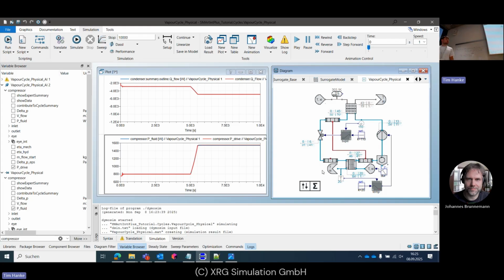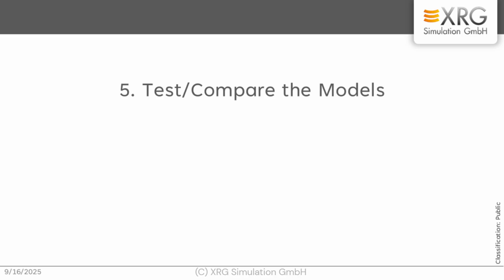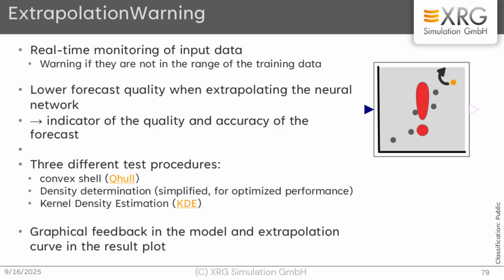And with that, I think we can come to the last part. This is just the comparison and the testing. For this, we want to use the extrapolation warning. We've used it already. It's like real-time monitoring of the input data, and it gives us the warning in Predica. We have also already seen that we can get a lower forecast quality if extrapolation is happening.